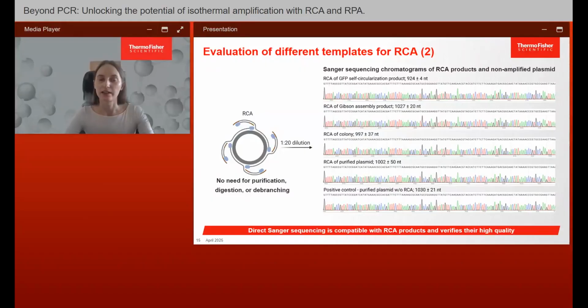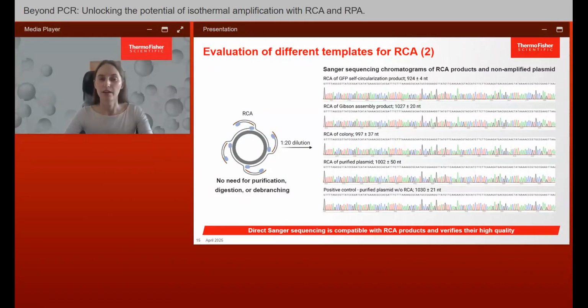This means that bacterial genomic DNA present in the colonies does not interfere with plasmid DNA amplification, and gives you the possibility to even streamline your traditional clonal selection workflow. So instead of doing colony PCR, then mini-preps, then sequencing, you can simply perform colony RCA and go straight to sequencing. It can make your clone selection workflow much faster and more efficient.